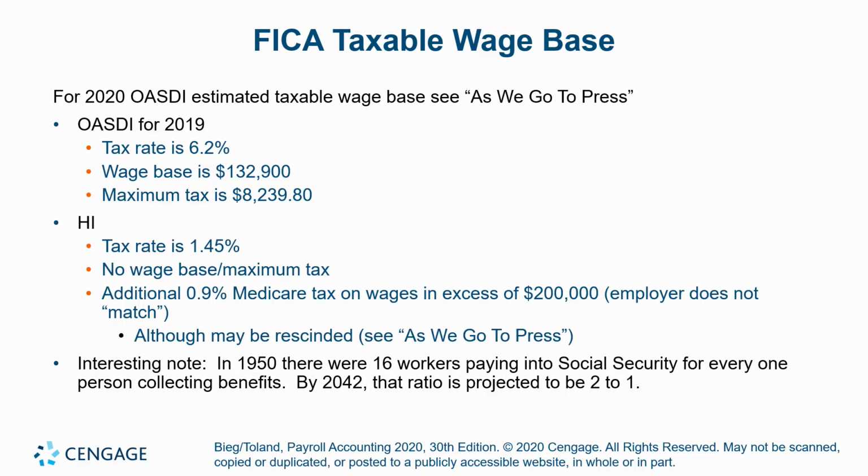Okay, this we all know. We should know these numbers off the top of our head. 132.9 is the max. The 0.9% Medicare has not been rescinded. We've looked at these numbers. In 1950, there were 16 workers for every person collecting benefits. By 2042, that ratio is going to be 2 to 1. And you should all think about how old you're going to be in 2042.